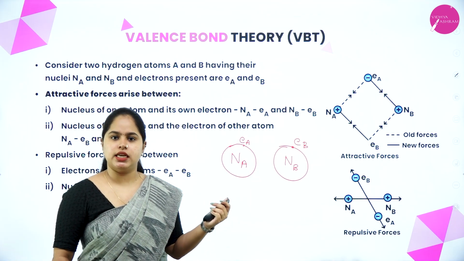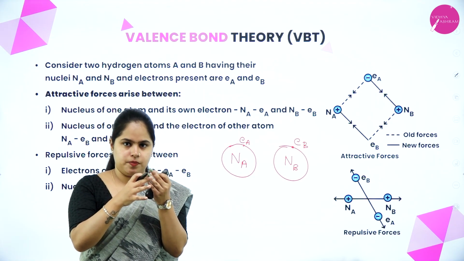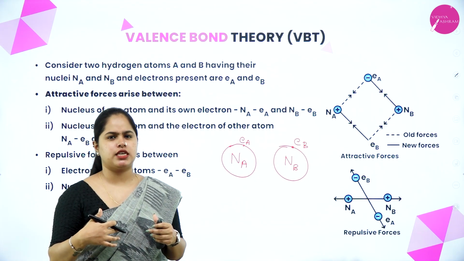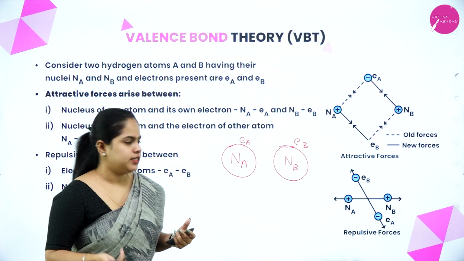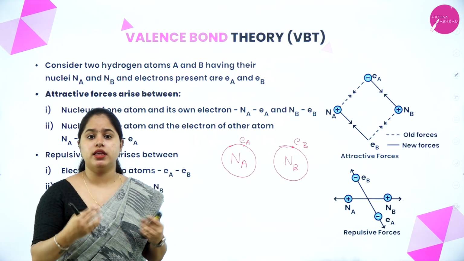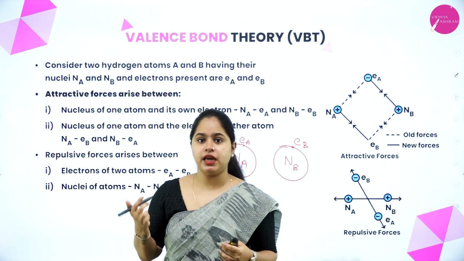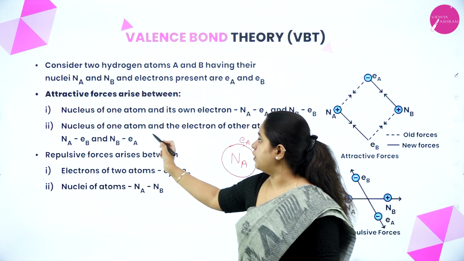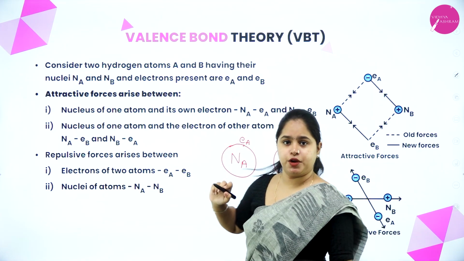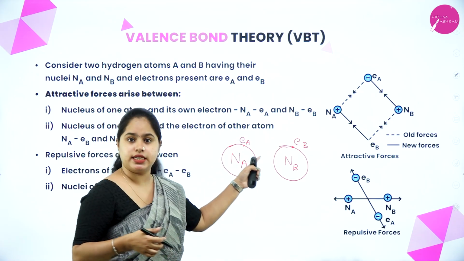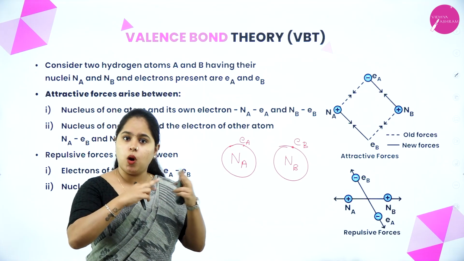Now, when they are coming close together, there will be attractive forces as well as repulsive forces happening. First, let's discuss the attractive forces that will be happening between these two atoms. The first one will be the nucleus of one atom and its own electron. The nucleus of the atom is positively charged and the electron is negatively charged, so they are oppositely charged.